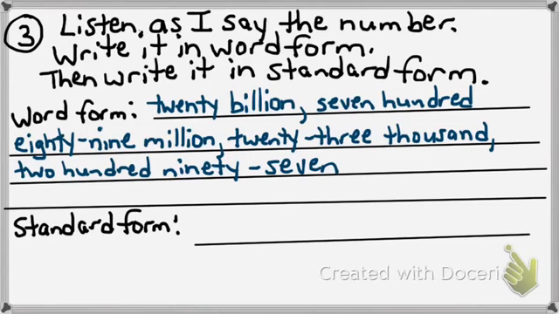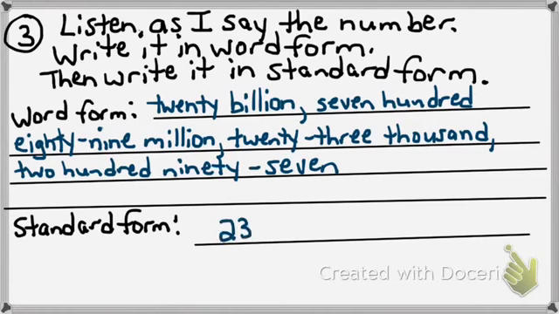20 billion. 789 million. 23,297. Perfect. I wrote what I said, so I'm good for my word form. Now let's go ahead and write that in standard form. Again, I'm going to write it in standard form, period by period.